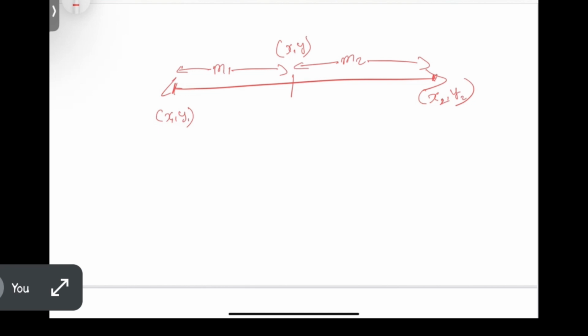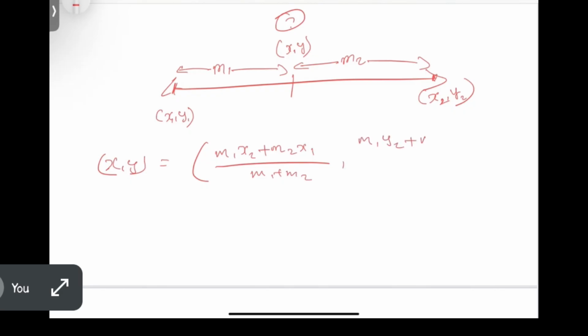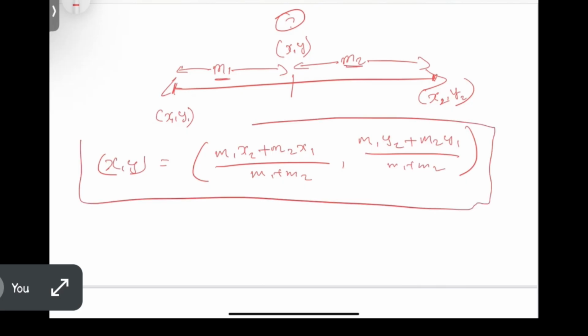If you are asked to find this point, the formula for this point x comma y is: m1 x2 plus m2 x1 divided by m1 plus m2, comma, m1 y2 plus m2 y1 divided by m1 plus m2. This is the formula here. M1 we know this one, m2 this one. So try to remember this formula. This is the section formula.